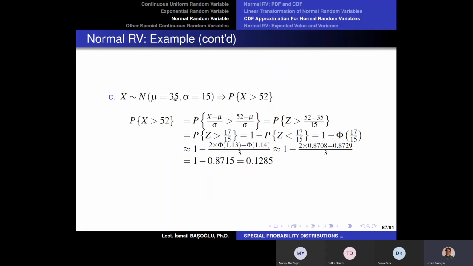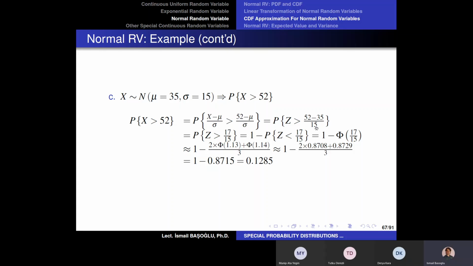Okay. Now, the third part of the question asks, if X is a normal random variable with location parameter 35 and scale parameter 15, what is the probability of X being greater than 52? Okay. Now, what do you do? What is the golden word here? What is the keyword? Standardize. How do you standardize? By subtracting the location parameter and dividing by the scale parameter, applying this to both sides.